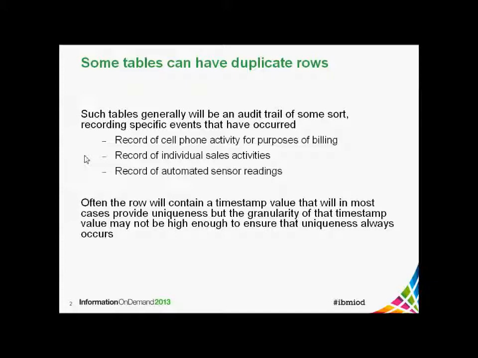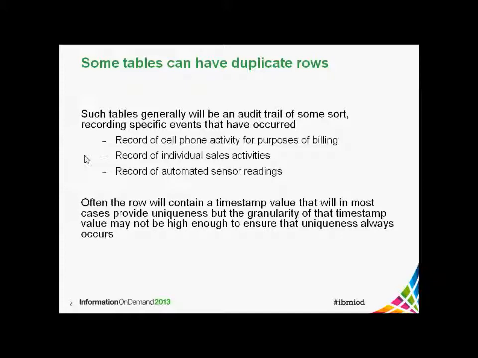What I'm talking about here is the case where there may be two rows in the table that have the same data value for every column. Generally, those tables are going to be audit trails of some sort. I've listed some examples here. Recording cell phone activity is a standard one we see, where cell phone companies are going to record all the activity that occurs for each client for the purposes of billing. So every time you send a text message or you make a call, they have to know what billing zone the call was, how long it was, what text message, that you sent a text message.